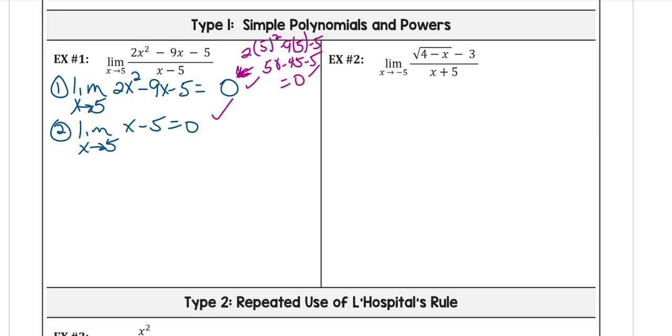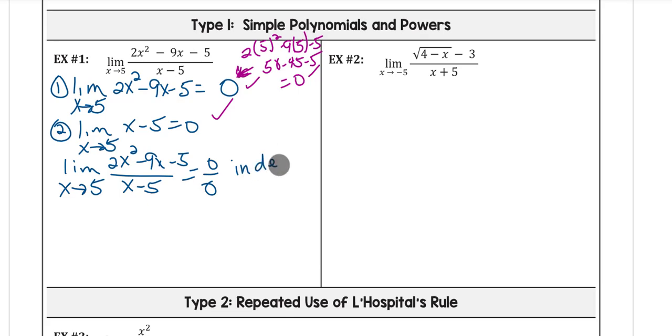Then what we're going to say is we have to state that we have an indeterminate form. Sorry, I keep hitting my watch when I do this. So you have to state that we have an indeterminate form. So you're going to say that the limit as x approaches 5 of 2x squared minus 9x minus 5 over x minus 5 is equal to 0 over 0. It's indeterminate. And then you're going to say by L'Hopital's rule or applying L'Hopital's rule.